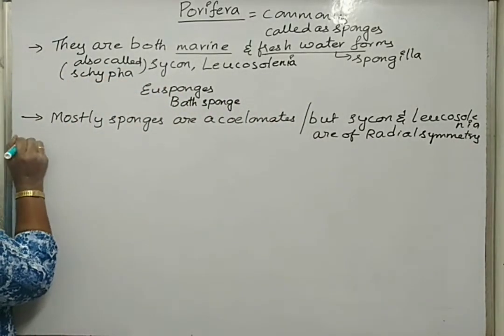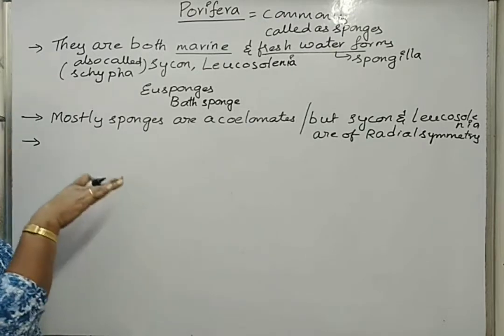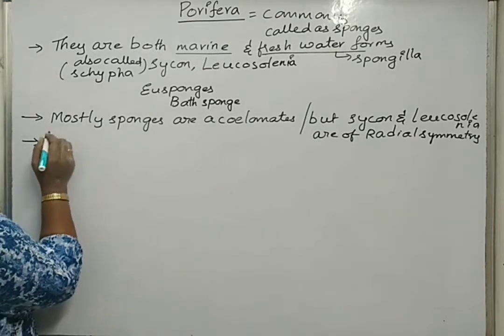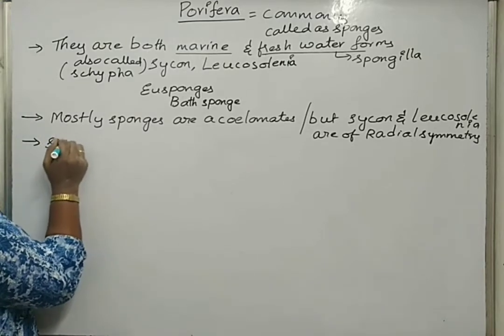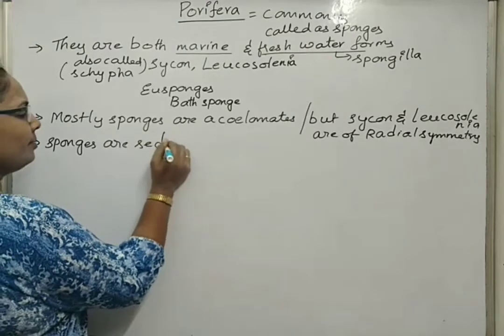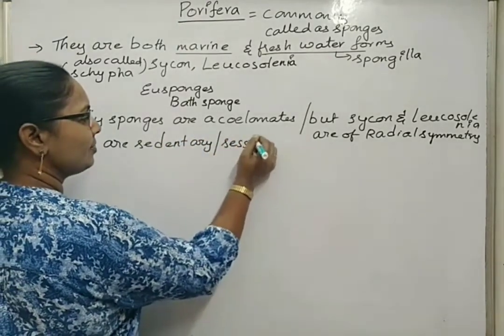Sponges are sedentary or sessile, meaning they do not move from one place to another. They are stuck onto one substratum in one place, so they are not moving organisms.